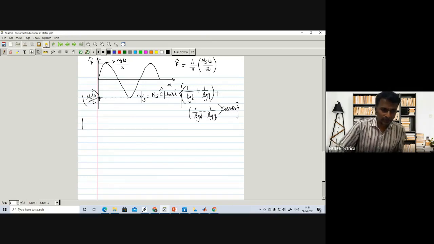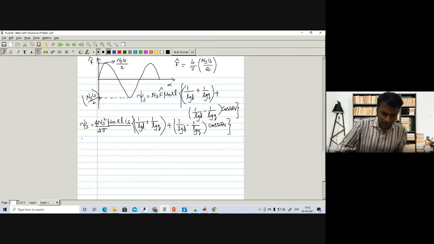Therefore, psi s is equal to 4 Ns square divided by 2 pi into mu naught R into L into Is into 1 by LGD plus 1 by LGQ plus 1 by LGD minus 1 by LGQ into cos 2 theta. So from this, now I am taking the assumptions.